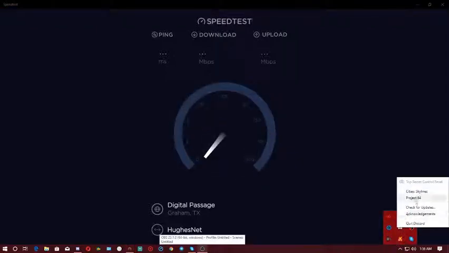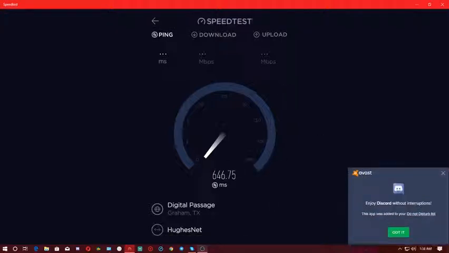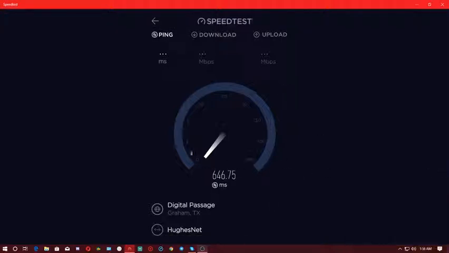Let's see, if I were to close out Discord, would that help? Okay, the ping's a little higher. Yes, this is the Windows 98 or Windows XP 3D style mouse. Huh, getting like 4 mega. What?